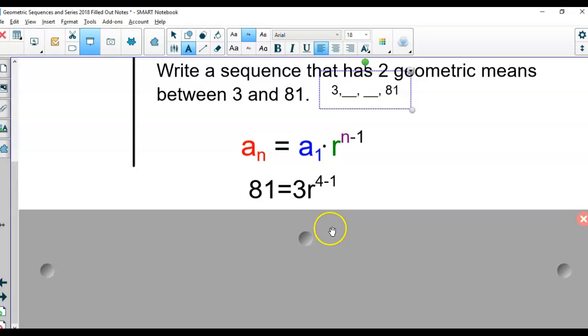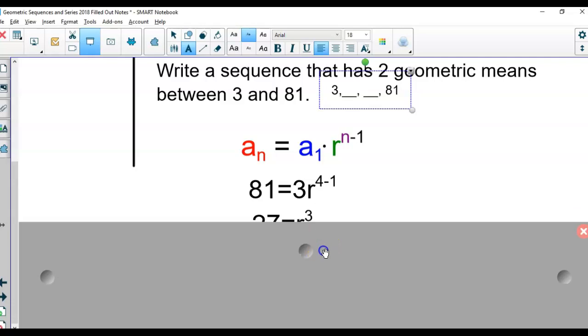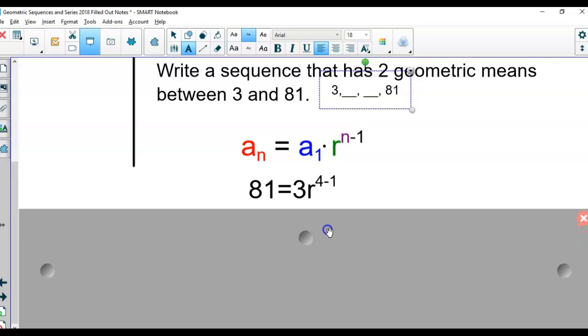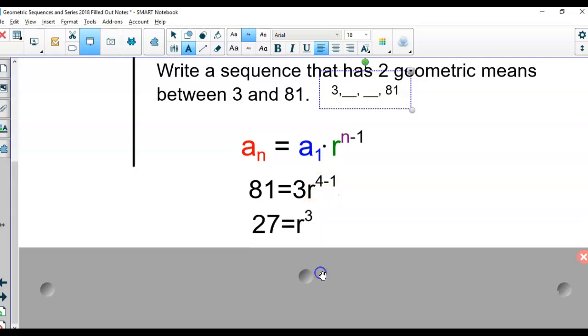Okay. Next, what I need to do is solve for r to get that common ratio so I can fill out the next two numbers. Okay, so let's go. I need to first simplify that exponent. Okay, let's look at what I have. I have 27 is equal to r to the third power. Before you panic and say, how did she get that? I simplified the 4 minus 1 to give me 3. I also got rid of the 3.